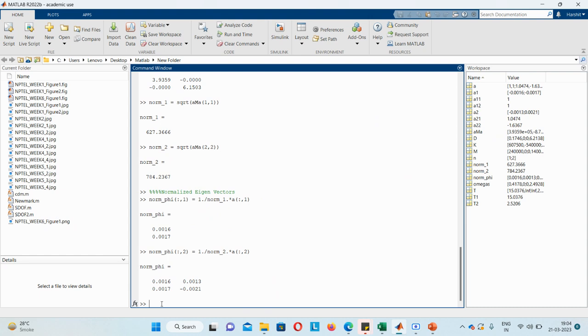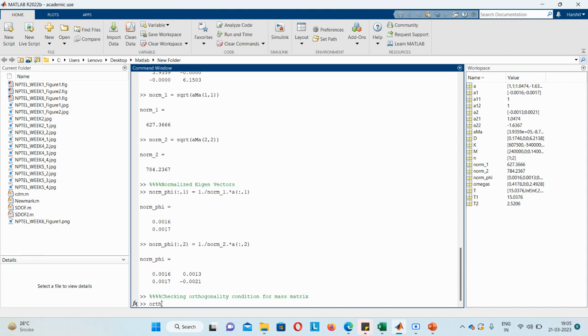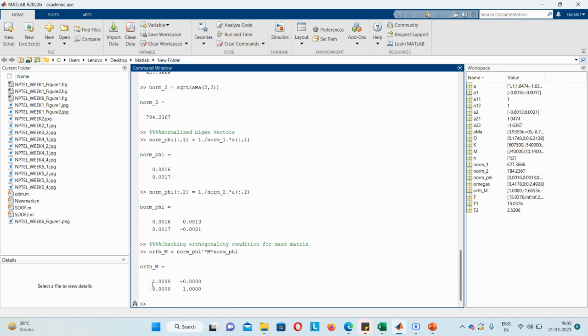Okay, now how to check the orthogonality condition? For the mass matrix, how can we do that? So orth M will be given by nothing but phi transpose M phi, so norm phi transpose multiplied by M multiplied by norm phi. Okay, so you can see this is proving the orthogonality condition, 1 0 0 1. So this is an identity matrix, so this proves that the mass matrix, the response of the system, is orthogonal. Okay, so this is how we check the orthogonality condition.